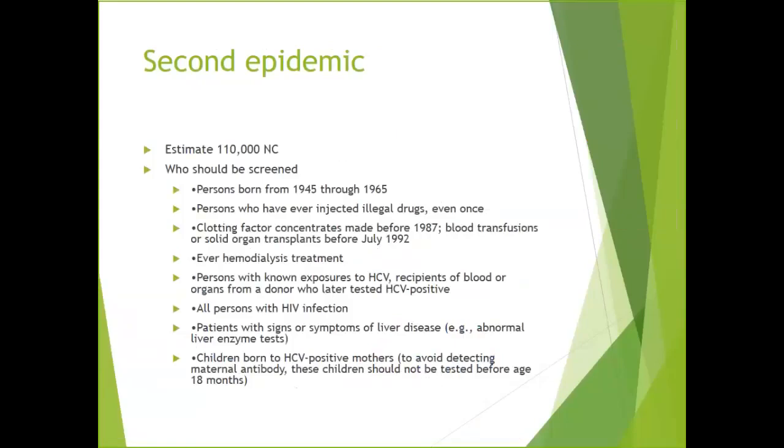Let's see. Talking about the second epidemic. I've talked to you about the acute Hep C, 186 cases or so. We estimate that in North Carolina, the number of patients with chronic Hep C is about 110,000. What that means is 110,000 patients who are at risk of liver cancer and cirrhosis, and these are patients who should be screened. The CDC recommendation is that anybody born between 1945 and 1965 be screened at least once for hepatitis C and be considered for treatment.